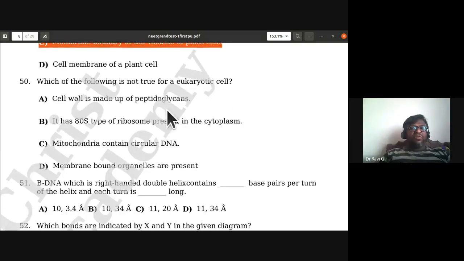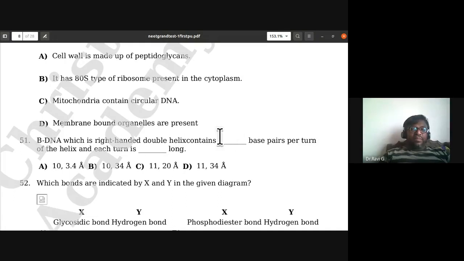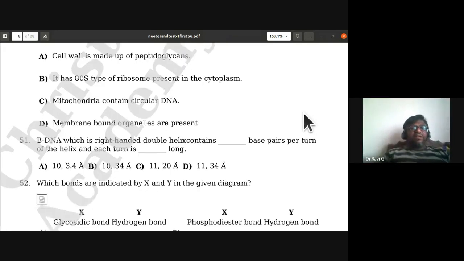50th, which of the following is not true for a eukaryotic cell? Cell wall is made up of peptidoglycans. It has 80S type of ribosome present in the cytoplasm. Mitochondria contain circular DNA. Membrane bound organelles are present. See, mitochondria contain circular DNA. Membrane bound organelles are present. 80S type of ribosome present in the cytoplasm is there. A is the incorrect one, not true for a eukaryotic cell. Cell wall made up of peptidoglycans is the incorrect statement.